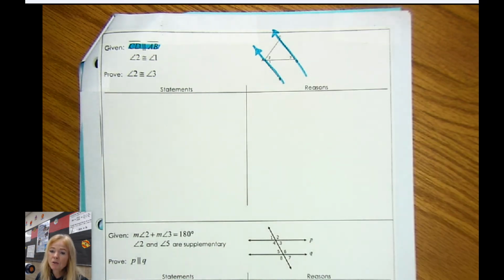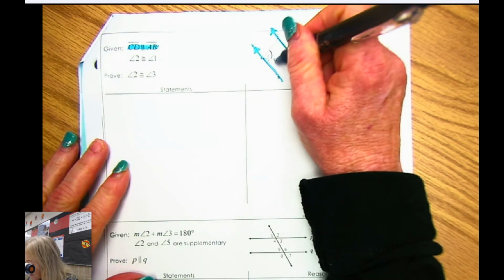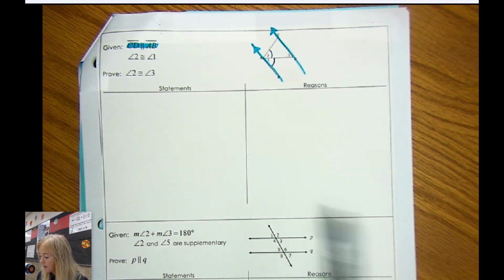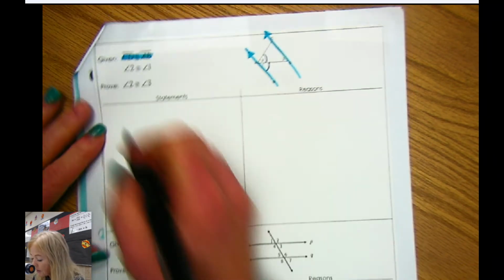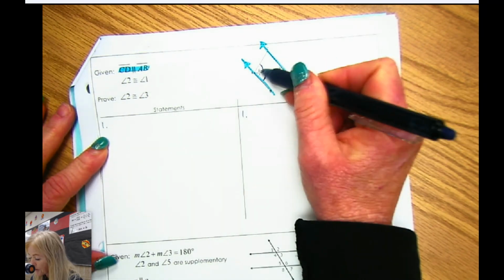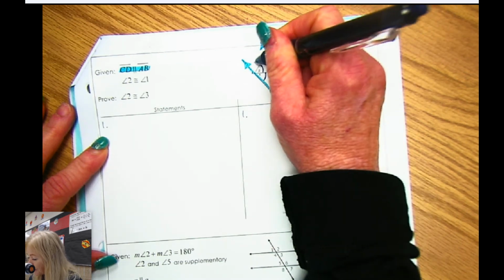So when I have those two parallel lines, and then I'm also given that angle 2 and angle 1 are congruent, I like to mark those to show that indeed they're congruent. So what we're trying to prove is that angle 2 and angle 3 are congruent. We're trying to say, are these two congruent also?